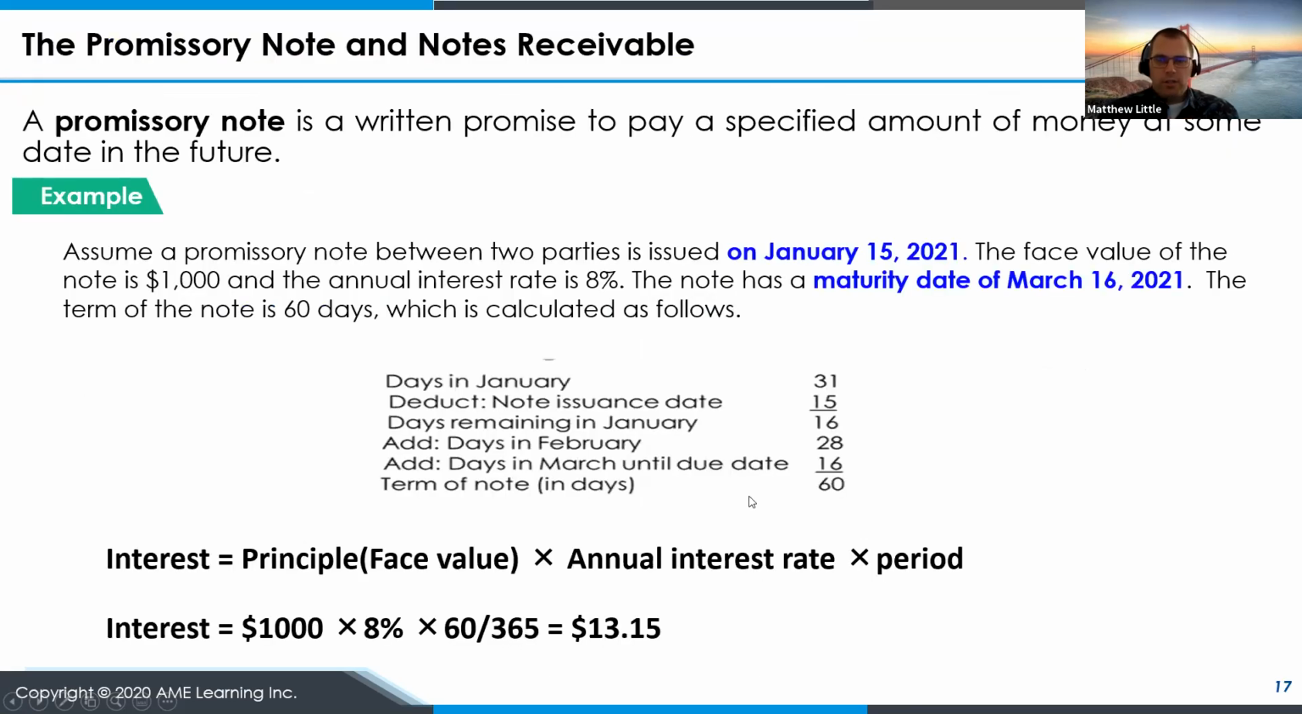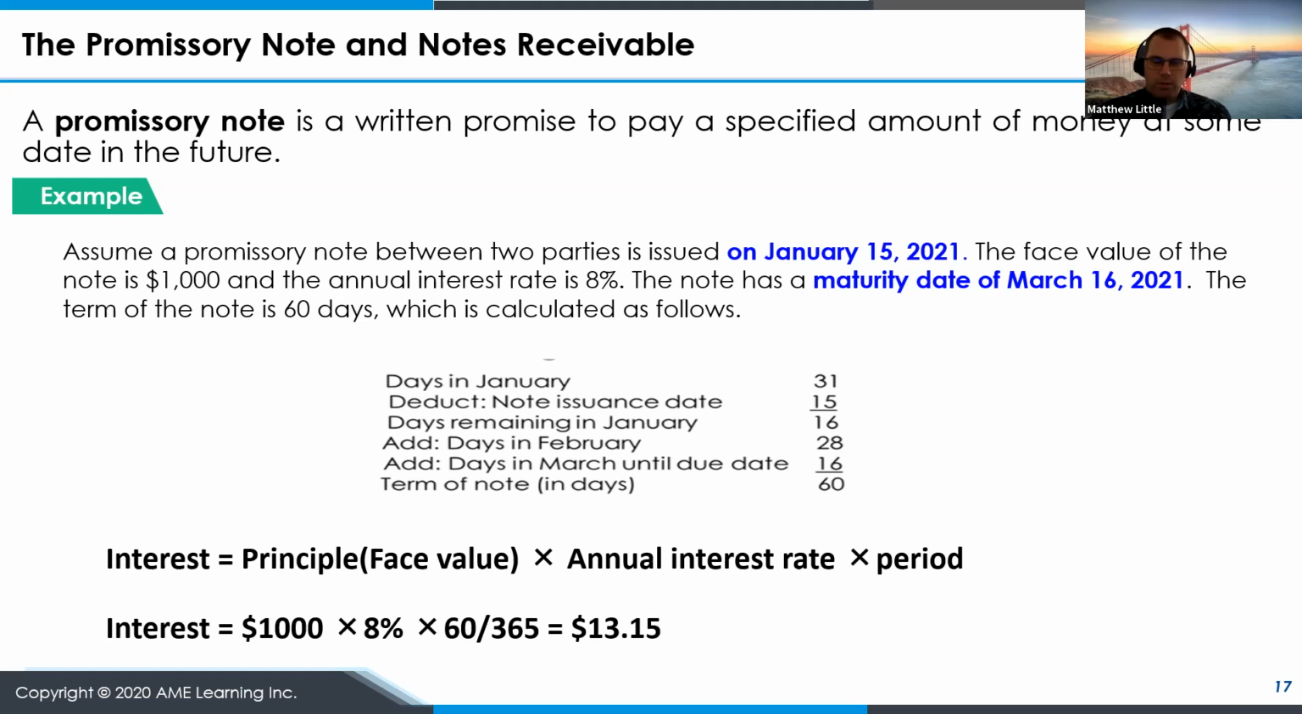All right, moving on to notes receivable or a promissory note. So we have a customer that sometimes might agree, hey, I can't pay you today, but I'll pay you at X date in the future. So we move it from an accounts receivable to a note receivable. An example could be we've issued a promissory note between ourselves and a customer on January 15th. Face value of the note is $1,000. Annual interest rate is 8%. Maturity date is March 16th.